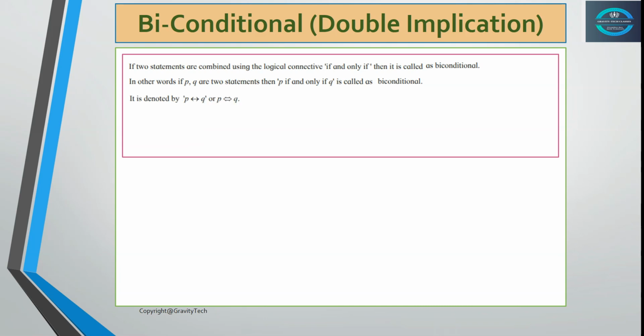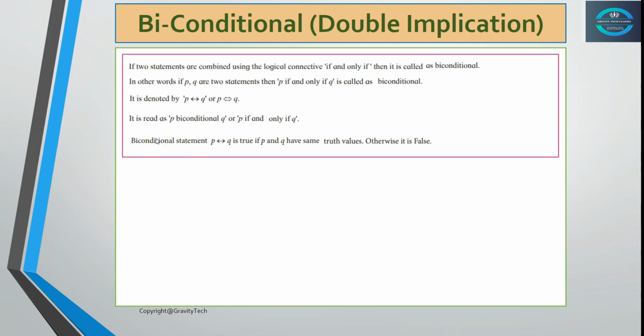Okay, now how is it denoted? It is denoted by a double directional arrow, P double implies Q, right? And it is read as P biconditional Q, or P if and only if Q, or P double implies Q, right? You can also say double implies.